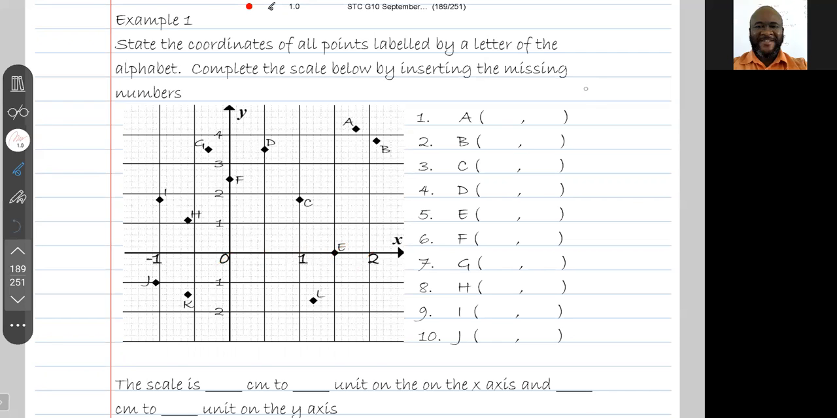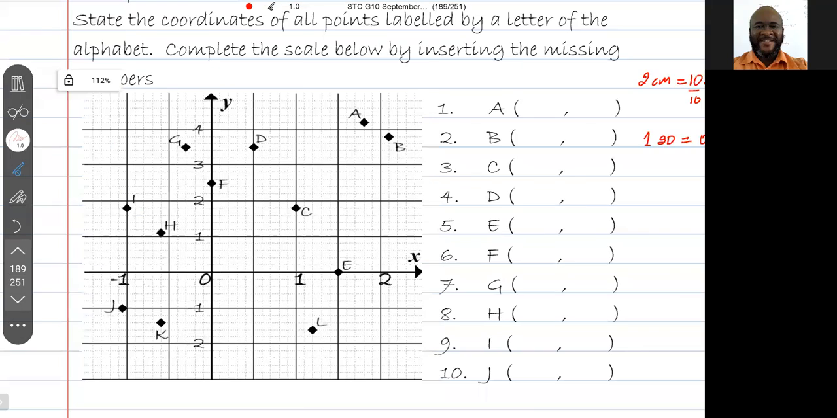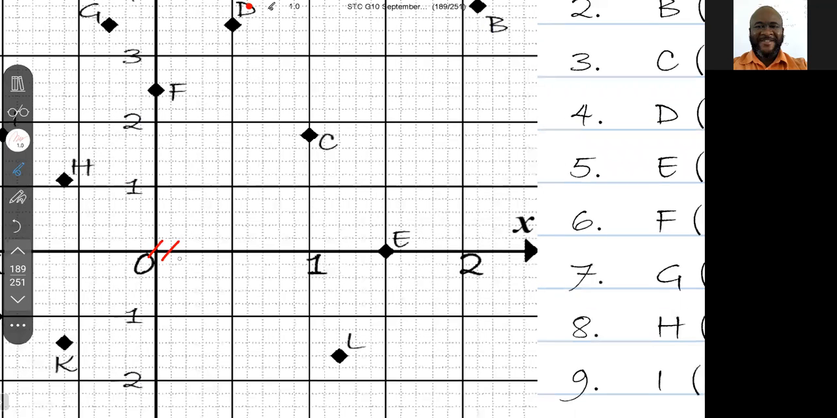So since it's 2 centimeters, which is 10 of the small divisions, it is equal to 1 unit. If I divide both sides by 10, I'm going to get that one of these small divisions is equal to 1 divided by 10, which is 0.1 unit. So what that means is that this is 0, then 0.1, 0.2, 0.3, 0.4, 0.5, 0.6, 0.7, 0.8, 0.9, and then 1, 1.1, 1.2, 1.3, 1.4, 1.5. Each of the small divisions on the x-axis is representing 0.1 units.